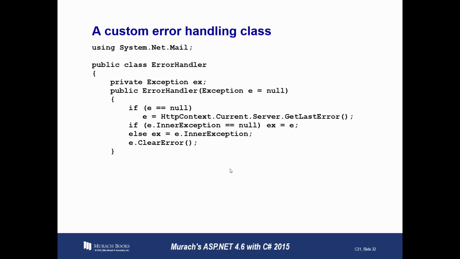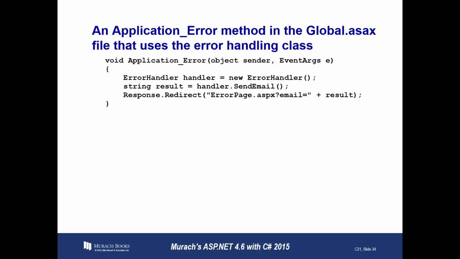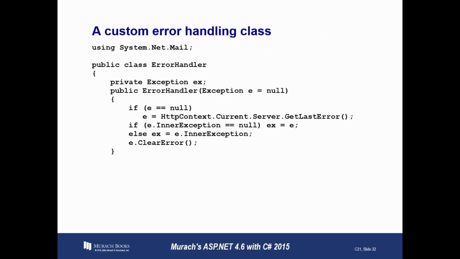So the code that you see here, and I believe it continues on the next slide, shows a custom error handling class, which contains a private variable named EX, which can store an exception object. An exception object is assigned to this variable when the class is created. So this error handling class should process the exception before transferring to an error page. Again, because after redirecting, the getLastError method will return null.